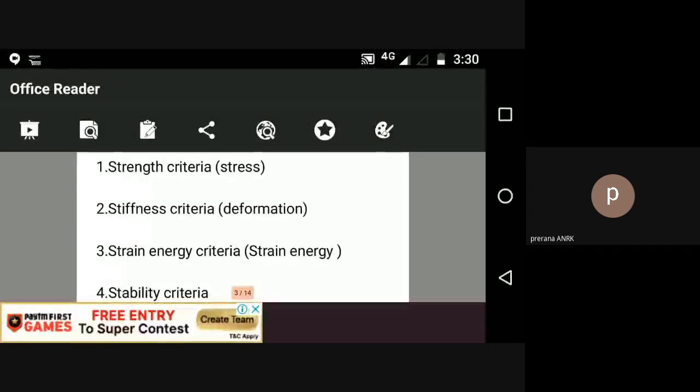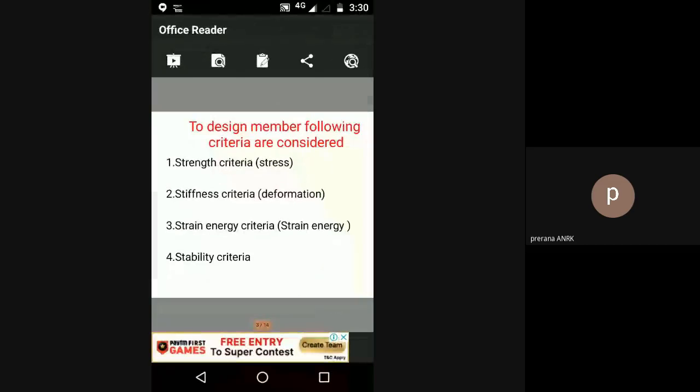That's why in the strength of materials, the predominant terms are: one is the stress, second is the deformation, third is the strain energy. To design any member, we have to consider these things: stress and deformation, and the next one is strain energy. That's why, to design the member, the following criteria are considered. That is the next slide.